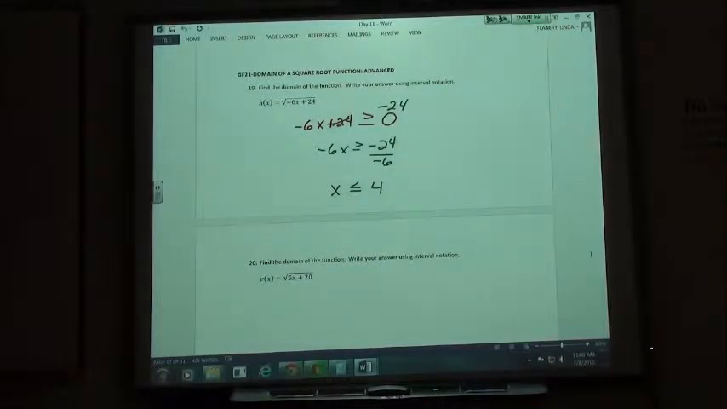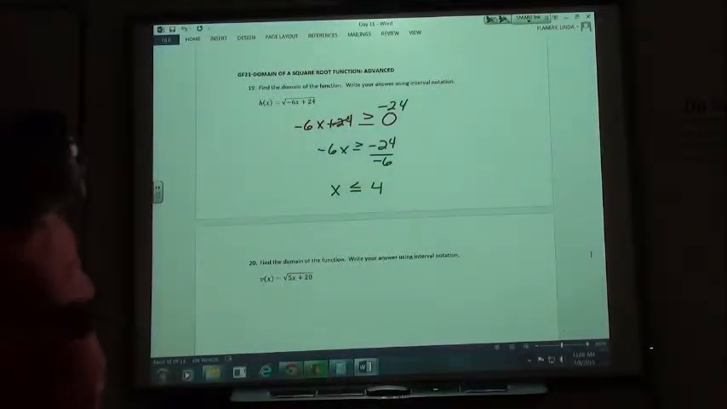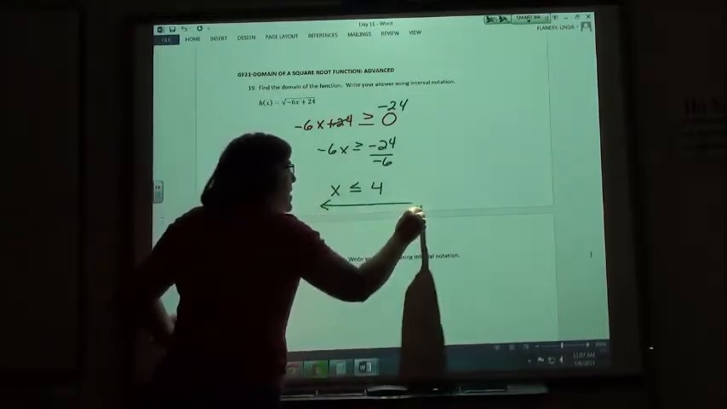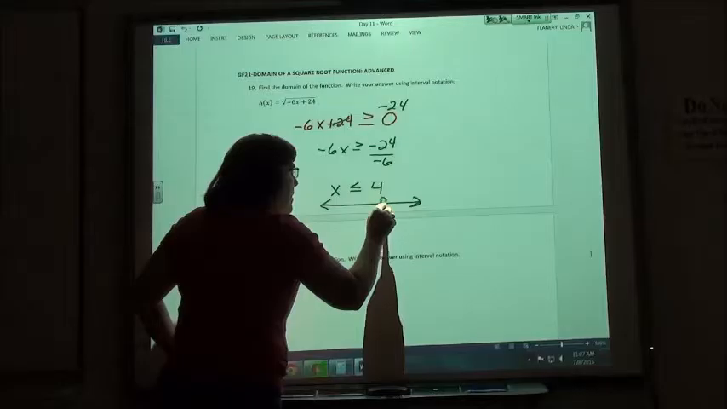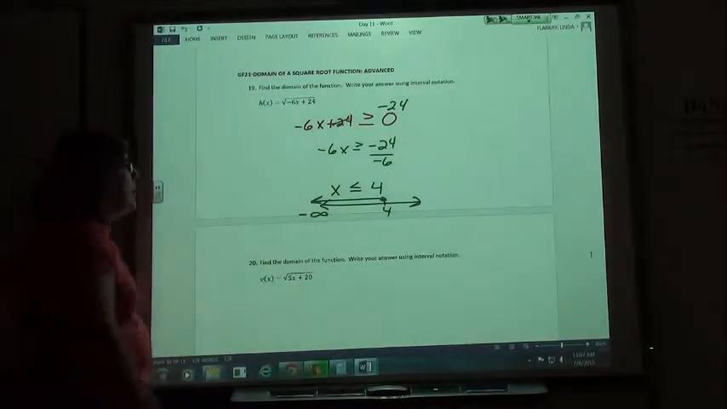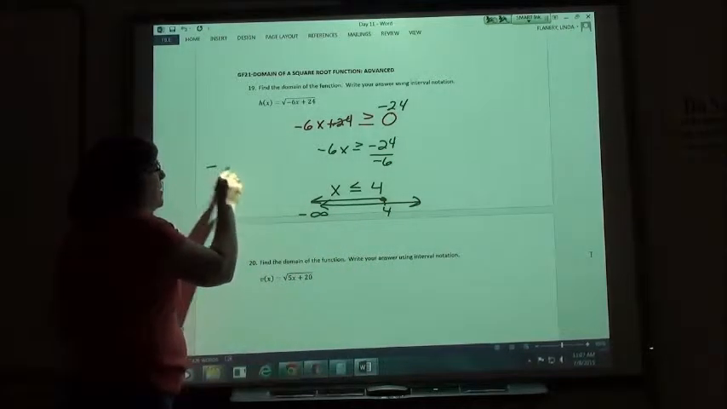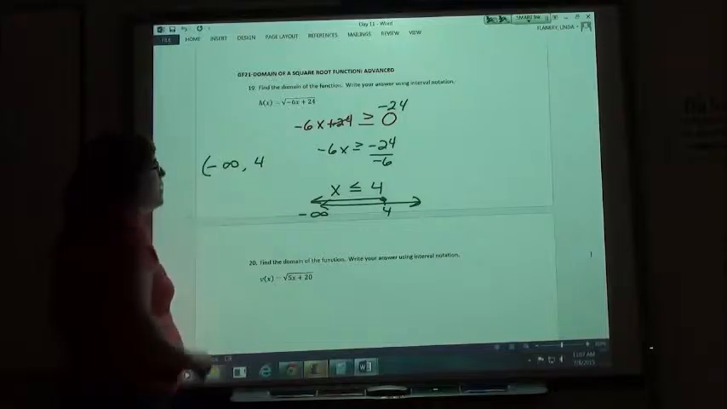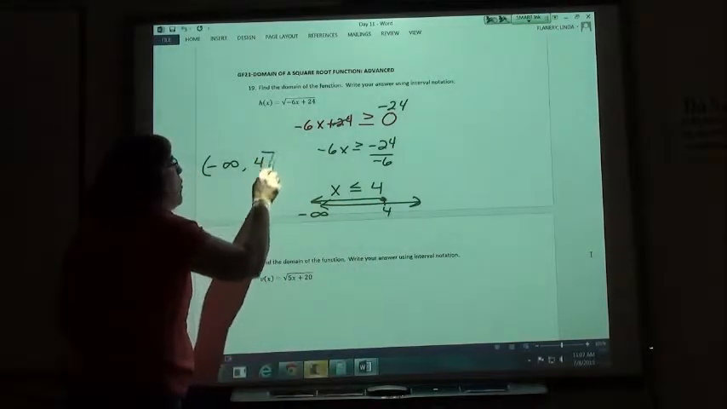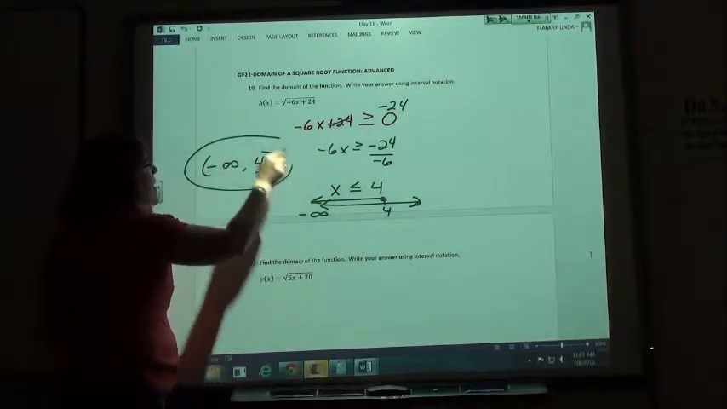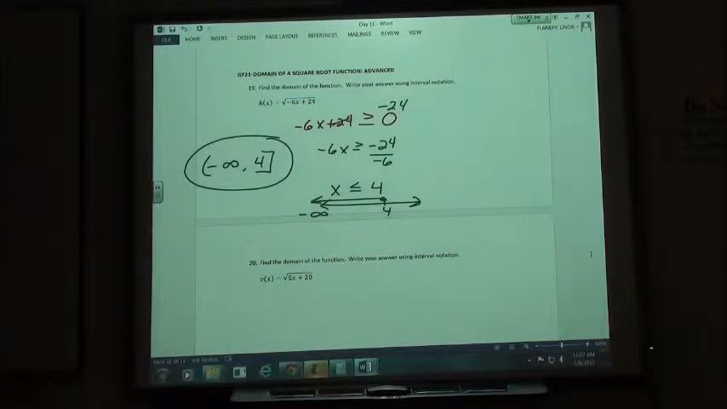However, the problem tells me to write my answer using interval notation. This is inequality notation. If I think about that on my number line, I'm doing this, right? And so my interval is going to go from left to right, negative infinity to positive 4. I'm not on infinity, so I use a parenthesis. I am on the 4, so that end's going to have a bracket. And that's what my answer is going to look like in interval notation, which is what they specify.